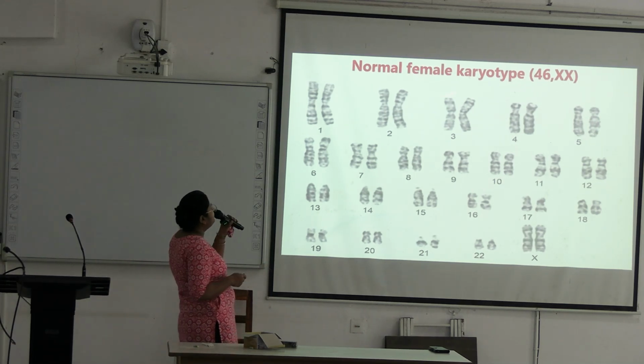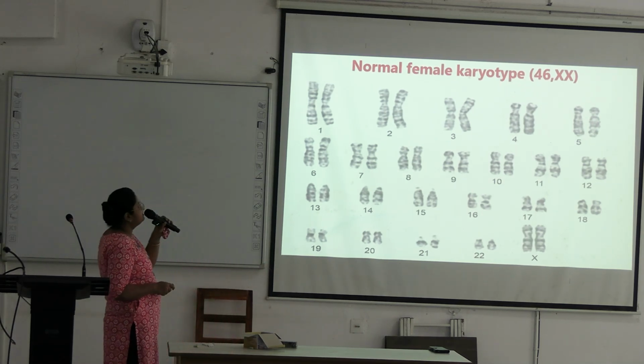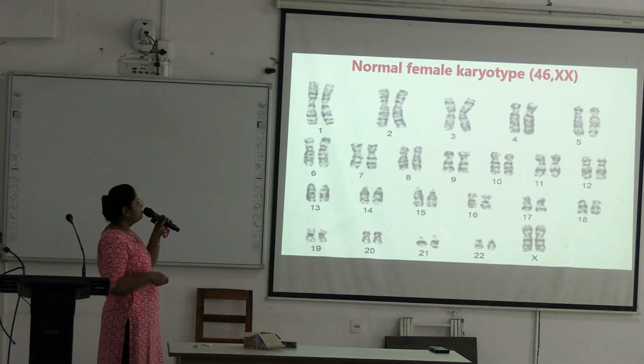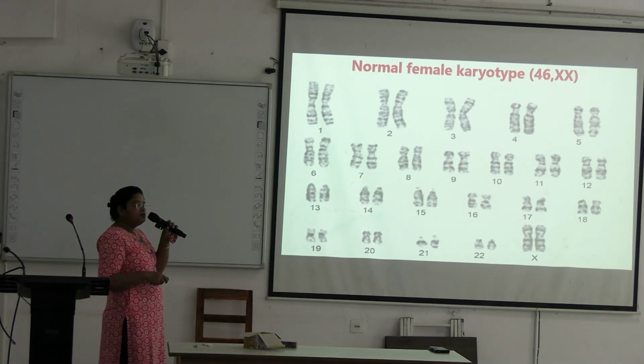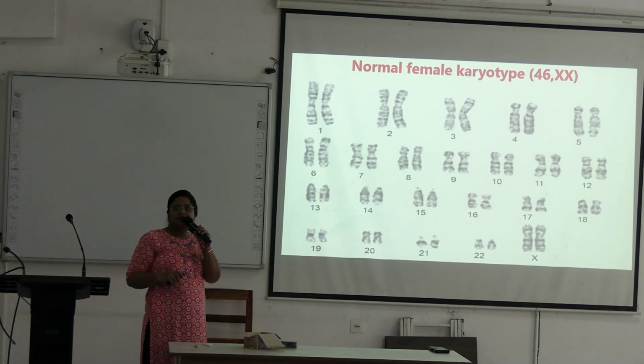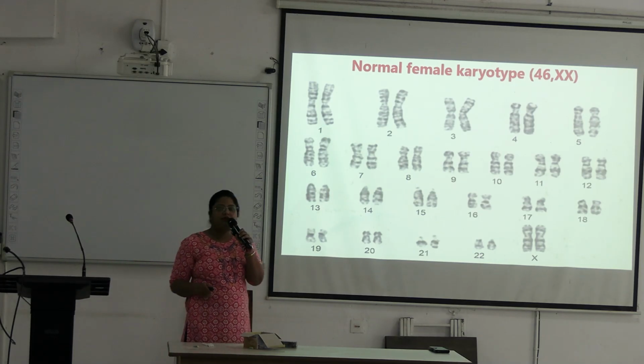Next, this is the normal female karyotype, 46XX. So up to 22, it is the same as the male karyotype, and next there are 2 X chromosomes. Here the X chromosome is lying in pair. So total 46 chromosomes and XX, 46XX. This is the karyotype of a normal female.